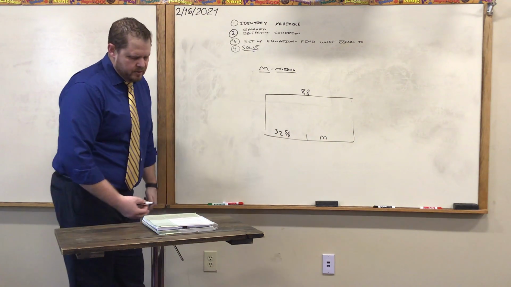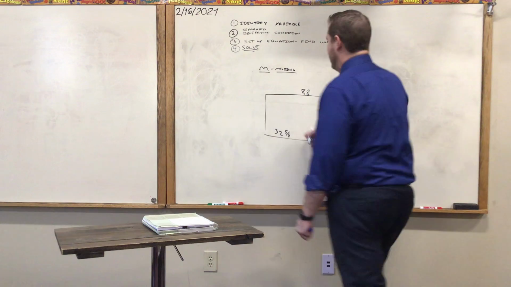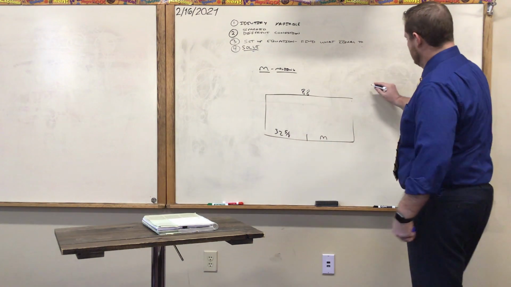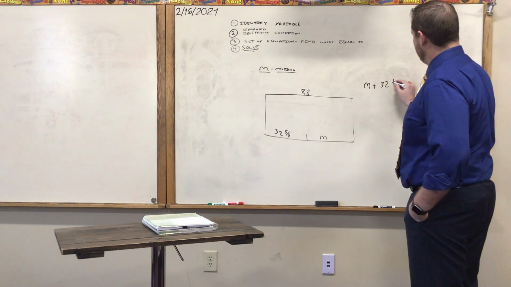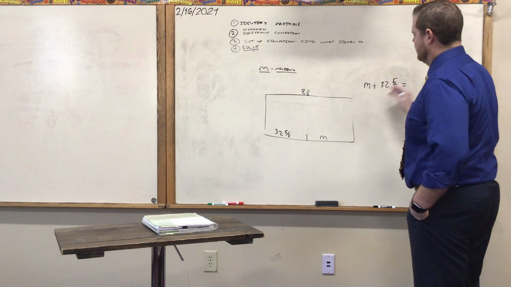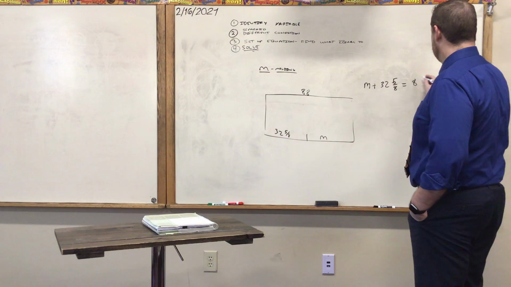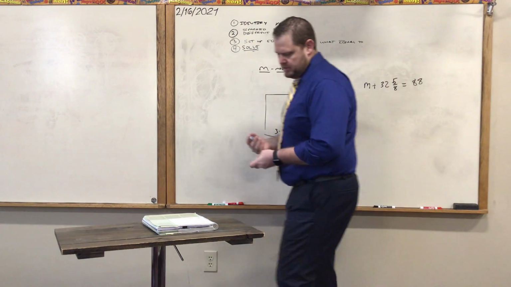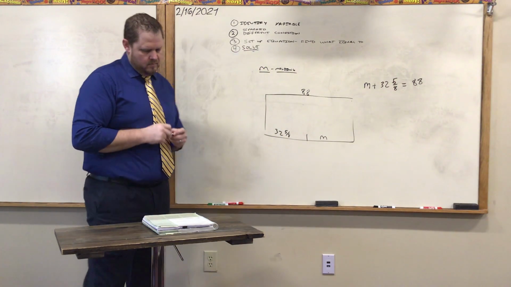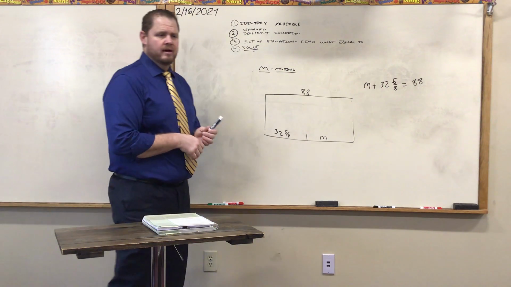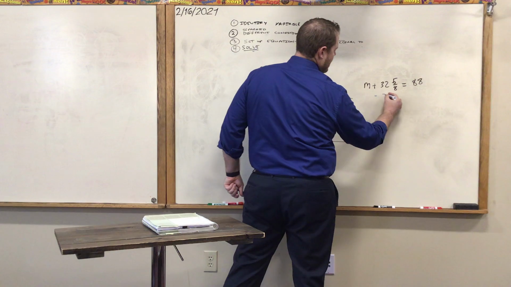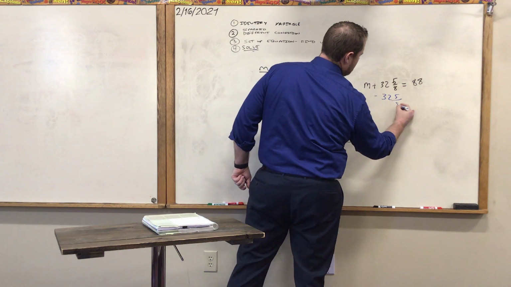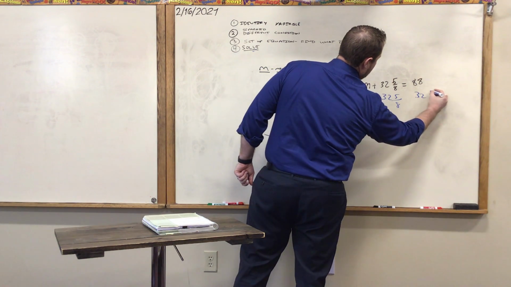So what would we do? What's our equation? So we have M, we have our condition. So what are we going to do? M plus 32 and 5/8 equals how far? 88. So now what do we do? We've got to solve for M. So what's our next step? Subtract both sides, 32 and 5/8, 32 and 5/8.